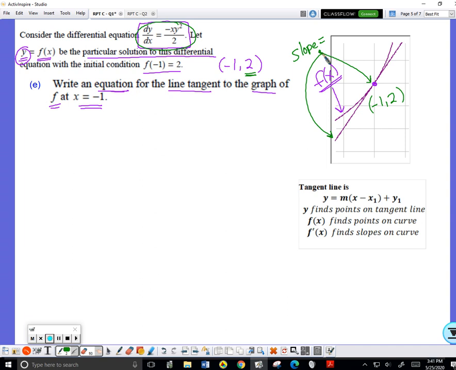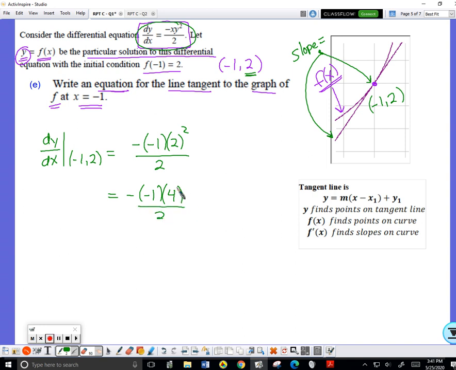So we take dy dx at x equal negative 1, y equal 2. That's going to equal, use parentheses in place of the variables, is a good practice. The 2 gets squared first. That makes 4. Divide by 2. These two will divide. So you're going to get negative 2 is the slope.